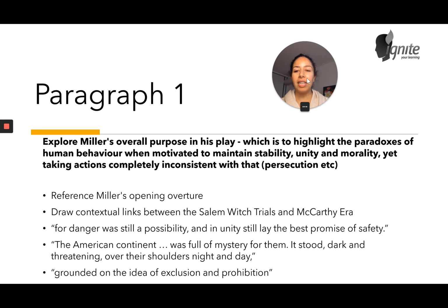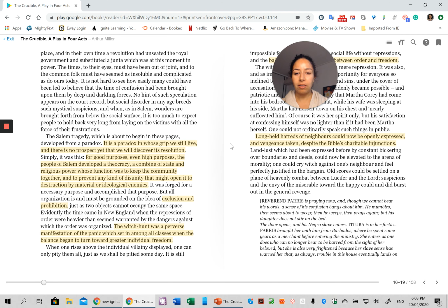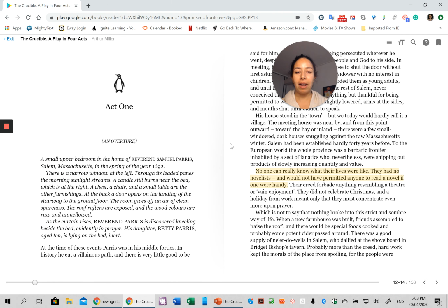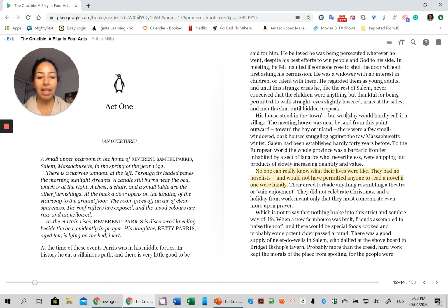So when we're going into this particular paragraph, the key place for you to look at in the play is the overture. Now, what I'm going to do is show you bits of that. I've got my copy here, so if you've got a copy, that would be great if you want to follow along with me.